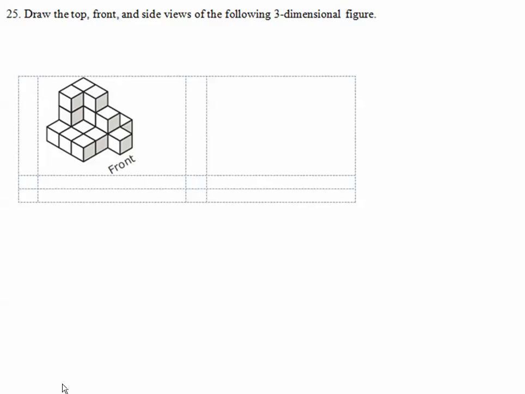25 is draw the top, front, and side views of the following three-dimensional figure. So the top view, because I'm going to assume that there's nothing hidden over here, that what I see right here is the only one there. So my top view is going to be 3 by 3. And then it's got one protruding right here from the front and one protruding on the side. So that is what my top view would look like.